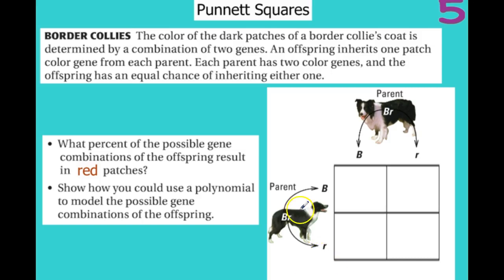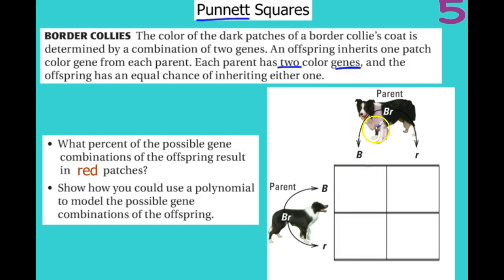Next, we have what's called a Punnett square. This is something new. Maybe you've heard about these in science. It says the color of the dark patches of a border collie's coat, or their fur, is determined by a combination of 2 genes. An offspring, or a baby or a child, inherits or gains 1 patch of color gene from each parent. Each parent has 2 color genes. And the offspring has an equal chance of inheriting either one, so a 50-50 chance. So basically, to get the dark patch, they inherit 1 gene from each parent.